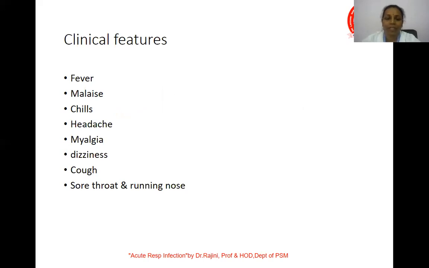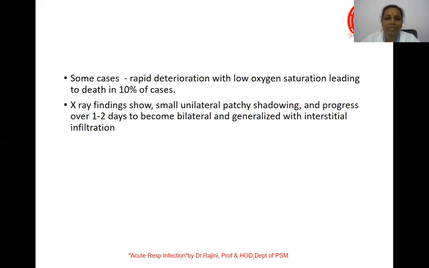After acquiring the infection, the patient can have fever, malaise, chills, headache, nausea, dizziness, cough, sore throat, and runny nose. As is very common in all acute respiratory infections, you might have fever, body pain, chills, headache, myalgia, dizziness, cough, sore throat, and runny nose. So all respiratory infections will present with similar clinical features. In some cases, there is rapid deterioration with low oxygen saturation leading to death in 10% of cases.